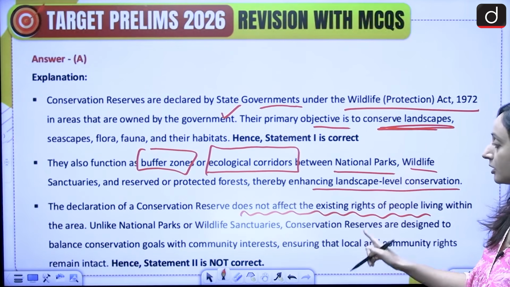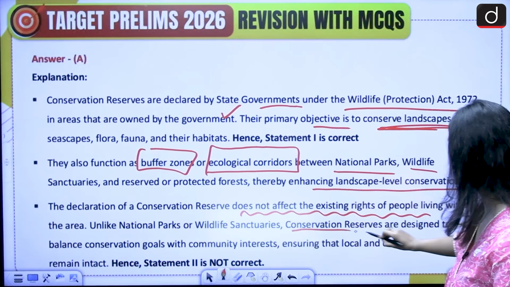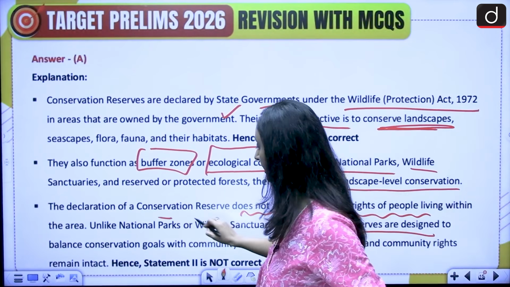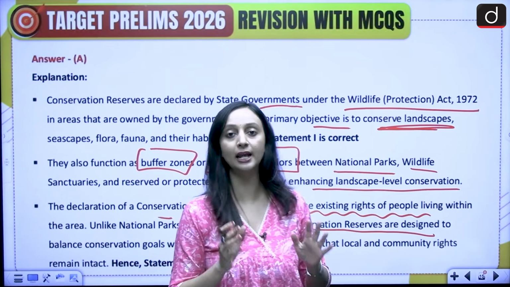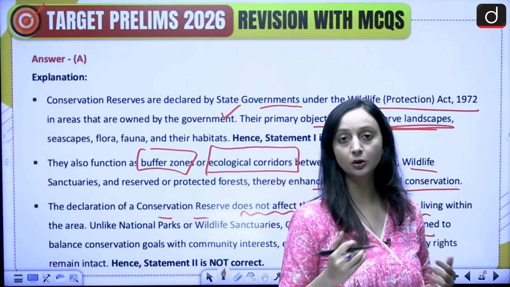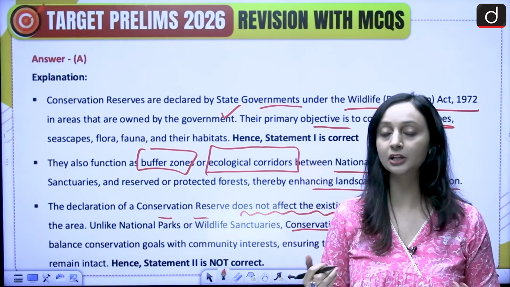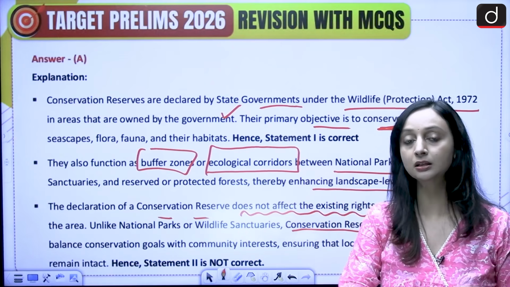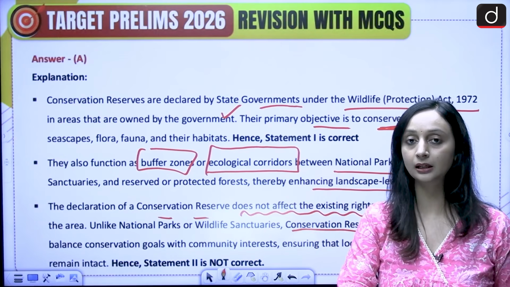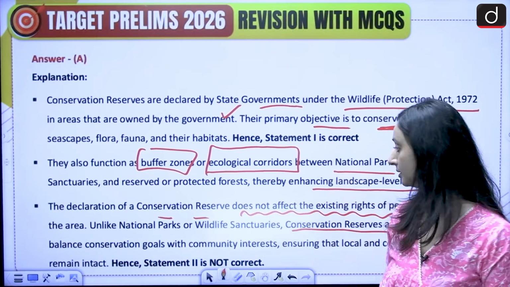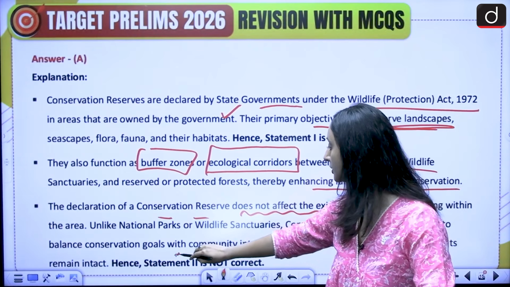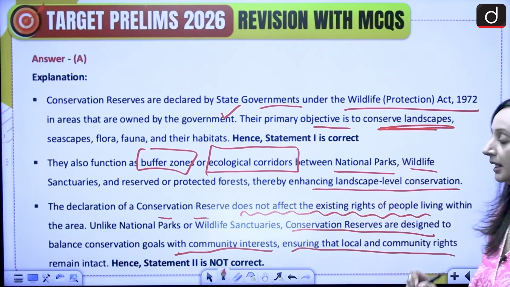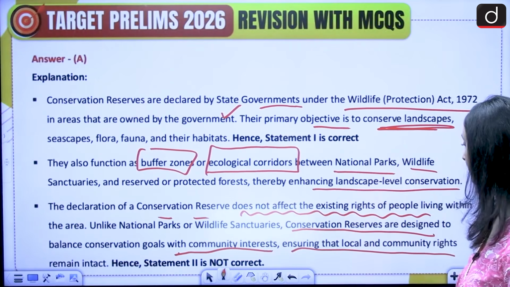So unlike national parks or wildlife sanctuaries, conservation reserves are designed to balance the conservation goals, because in national parks and wildlife sanctuaries, in the core areas, no human activity is allowed. All sorts of activities are restricted. But in conservation reserves, the goal is to balance the rights of the people who are living in that area and also to carry out conservation. So it is to balance conservation goals with community interests, ensuring that local and community rights remain intact. Okay, so the second statement is not correct.